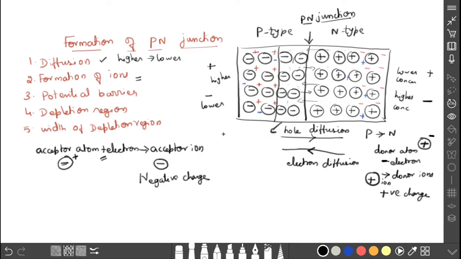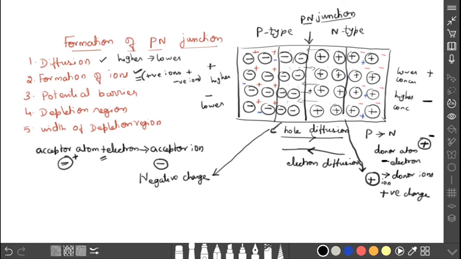Which ions are formed? Negative charge. This is the negative charge. And near the N type, positive charge is produced. One side negative charge, that is negative ion, and another side positive ion is produced. That's what I mentioned: formation of ions. Positive ion as well as negative ion, both are created here.